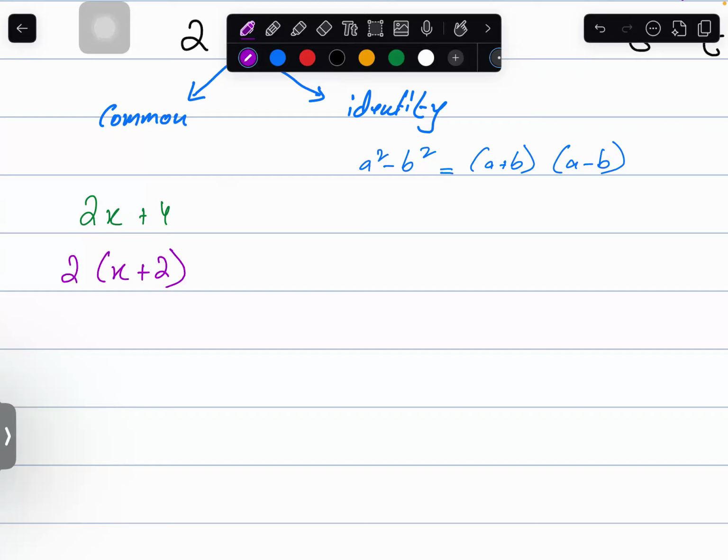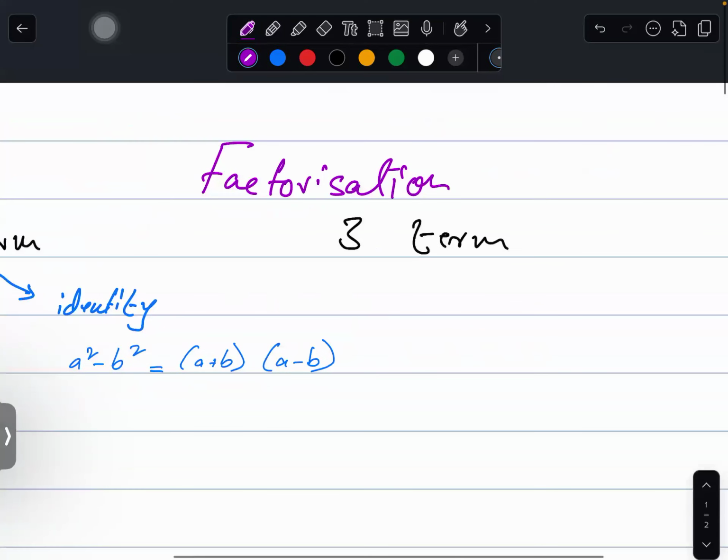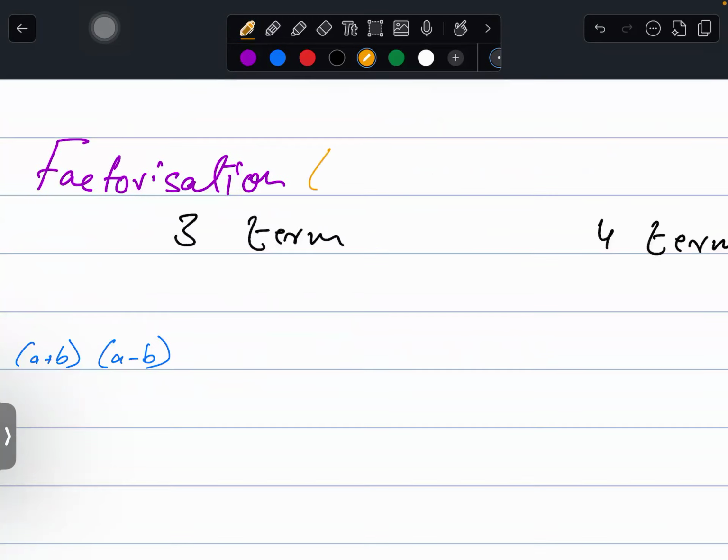Now, before I continue, understand this one thing. This is very important for you guys to understand: what is the basic meaning of factorization? What does factorization actually mean? Factorization means to close in brackets. This is what it means. If the question is asking you to factorize anything, it is basically asking you to close it in brackets.